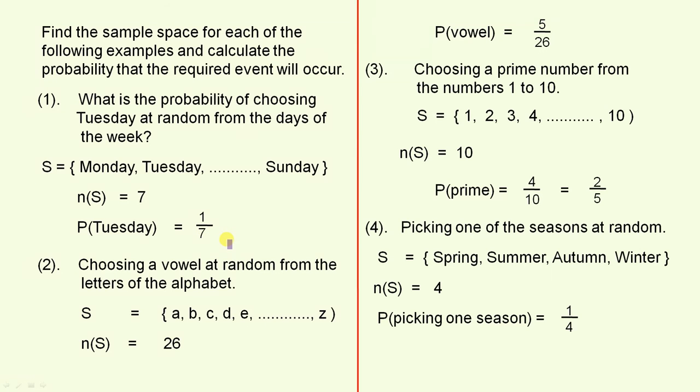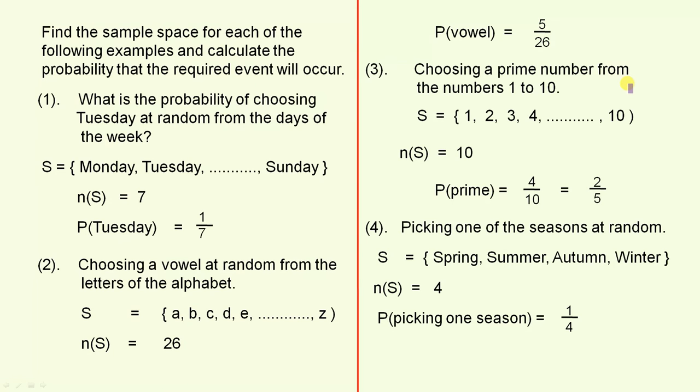Number 2, choosing a vowel at random from the letters of the alphabet. Here's the sample space, the letters from A to Z. The number in the sample space is 26. The probability that we pick a vowel is 5 over 26 because the vowels are A, E, I, O and U, so there are only 5 of them. So that's why that's the answer.